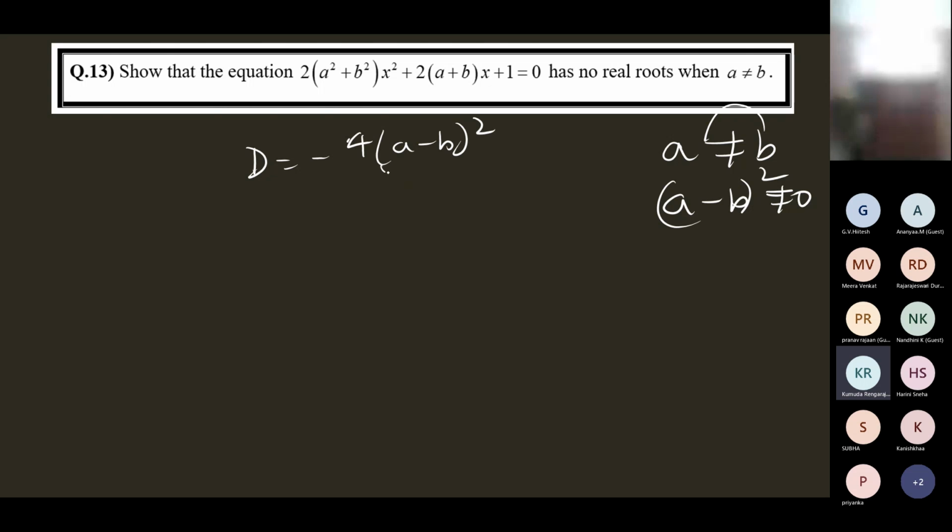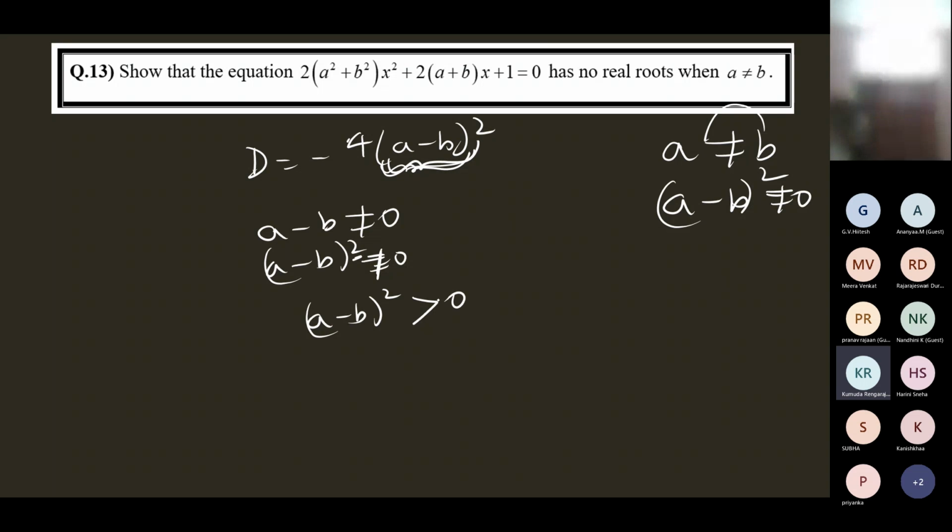We are trying to understand every part of D. We're trying to understand this part of D. a minus b is not equal to 0, so a minus b the whole square is also not equal to 0. We have analyzed this part. Okay, now it's not 0, but is it positive or negative? Whole square, no, it will be positive. So a minus b the whole square is always greater than 0 because it's positive.